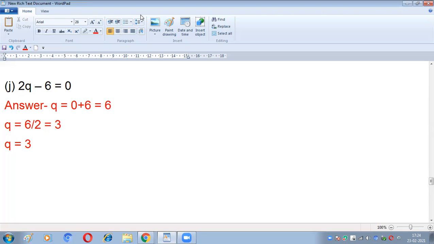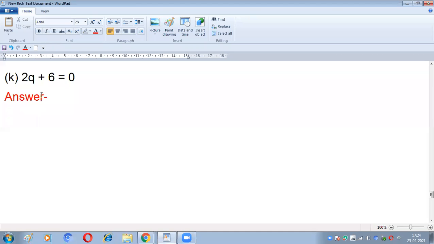So let's move to part K. Part K is 2q plus 6 is equal to 0. I think both answers are equal, but no. In the previous question, 6 had the sign of negative, and here 6 has the sign of positive. So here q is equal to 0 minus 6. When 6 moves to the right hand side, 6 will have the sign of minus. So 0 minus 6 is equal to minus 6.